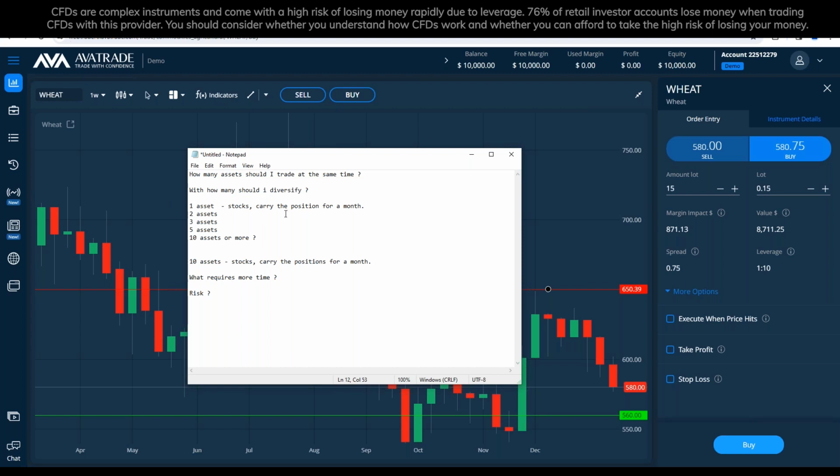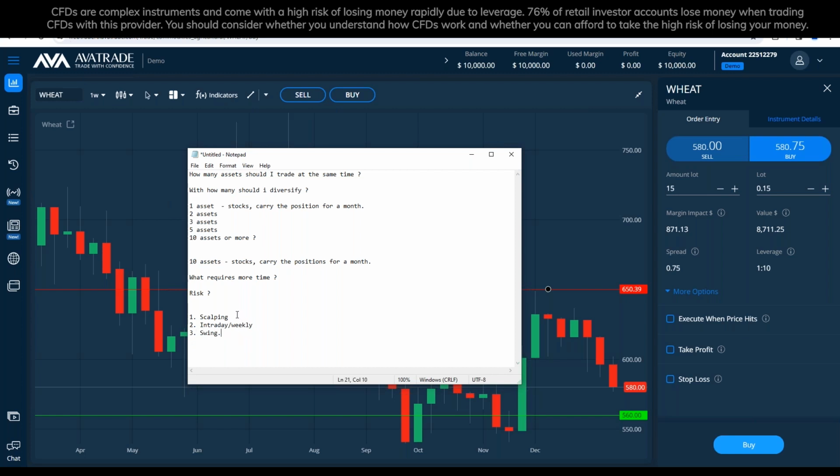Now, by the way, when you're holding a position for a month, you're already in the category of swing. We have three trading styles. We have many more, but those are the main ones: scalping, intraday, and weekly, and we have swing.